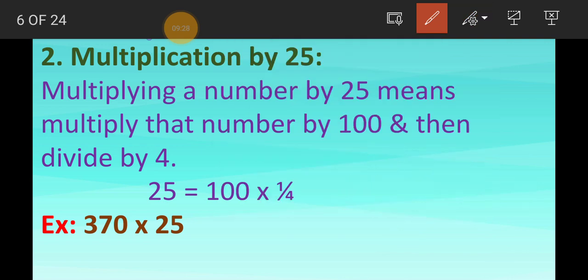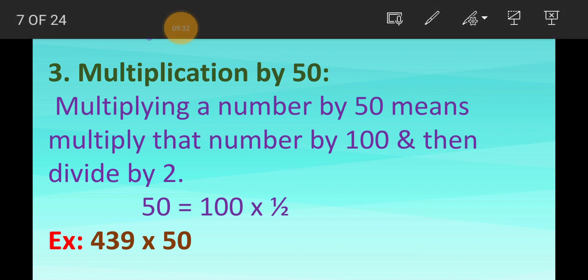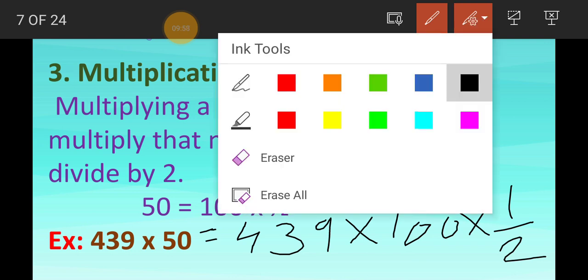Now the last one, if you have to multiply a number by 50, again you can go for 100, because 50 is a half of 100. Okay, so we will simply multiply the number by 100 and then we'll divide by 2. So 439 instead of 50 will be multiplied by 100 and then we'll divide by 2, because 50 means 100 into 1 by 2. So if I'm multiplying this number by 100, again I'm going to get 43,900. So let's divide that number.